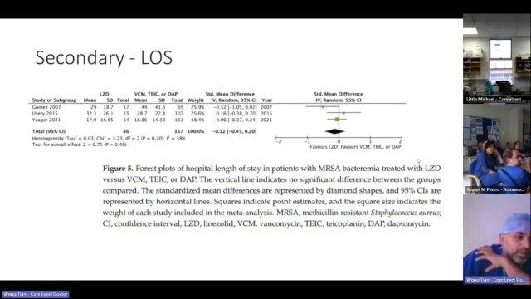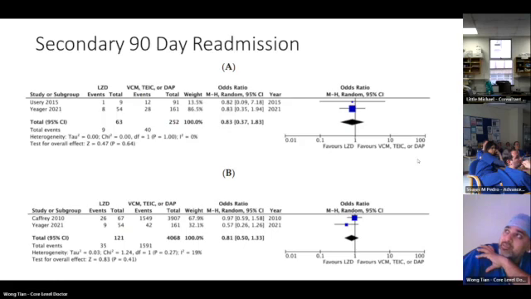The article did talk about they were expecting a difference, seeing as you can convert linezolid to oral, as the bioavailability is similar. However, they didn't find there was much of a difference, really, to be fair, between the two groups. This was 90-day readmission. Once again, not much difference as well.